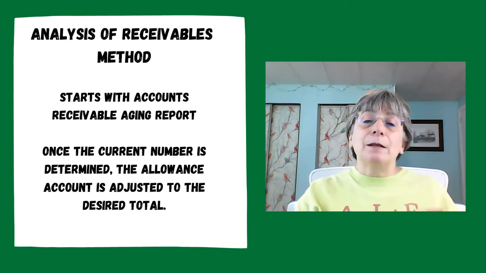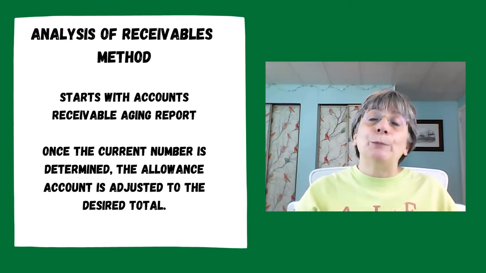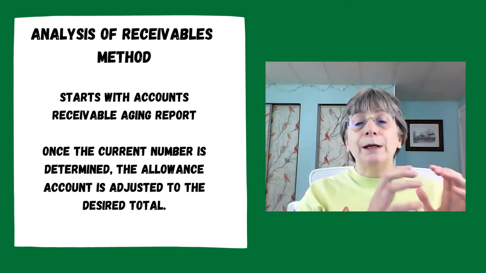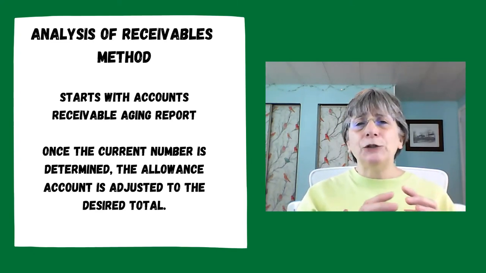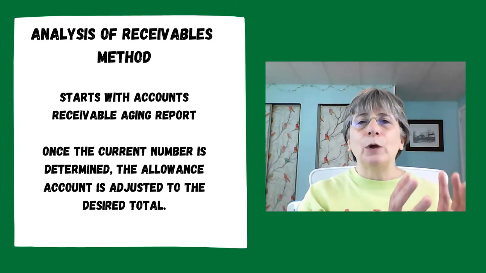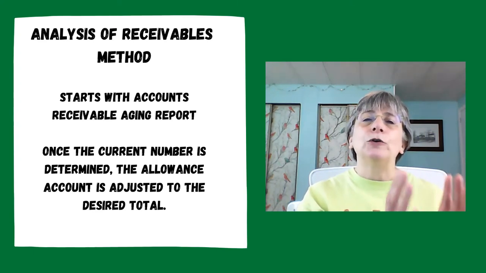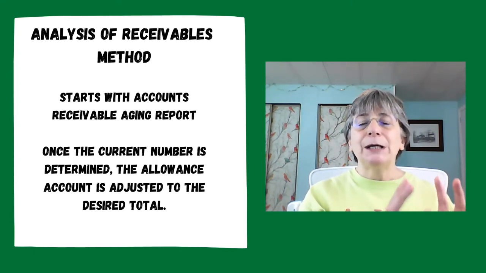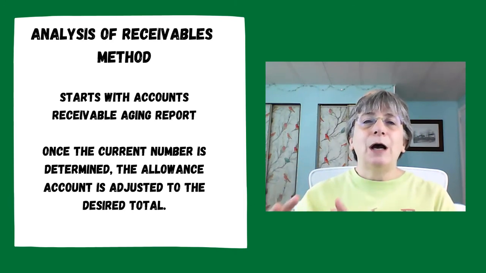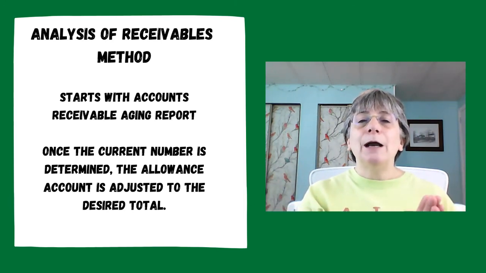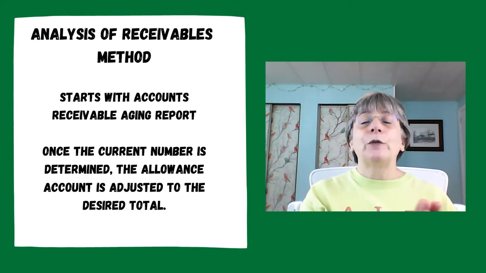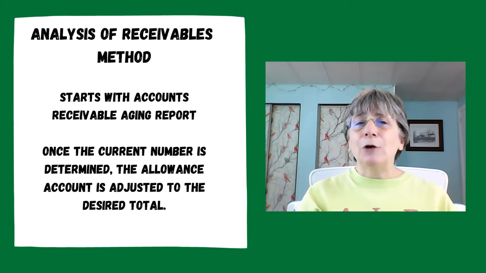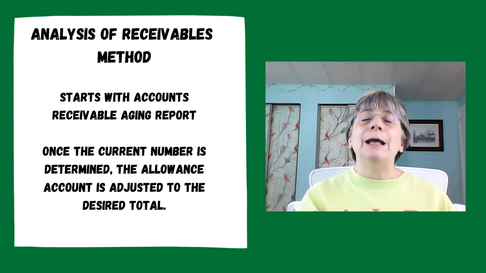Now the second method, the analysis of receivables method, it starts with the accounts receivable aging report. The accounts receivable aging report is going to break down when our invoices are due and clump them together in different time periods. So we're going to have things that are current. We've just done the invoices for them. So they are not due and they're not past due. They're current. And then we're going to have a column that goes up to the 30-day point.